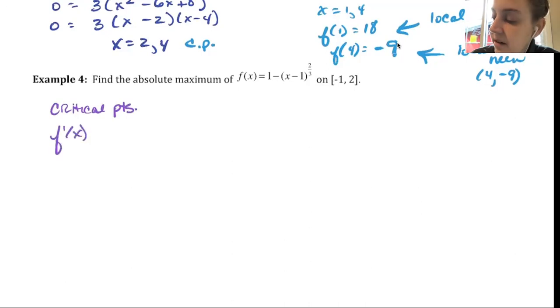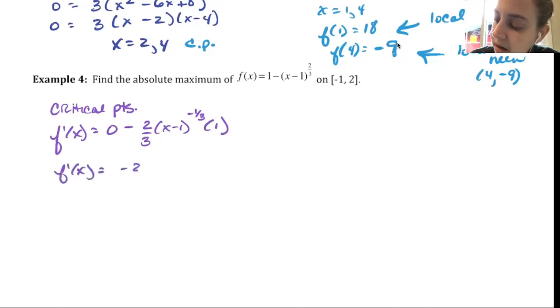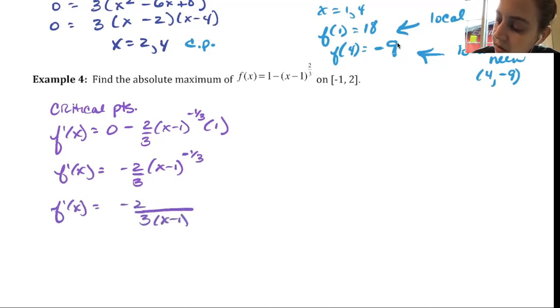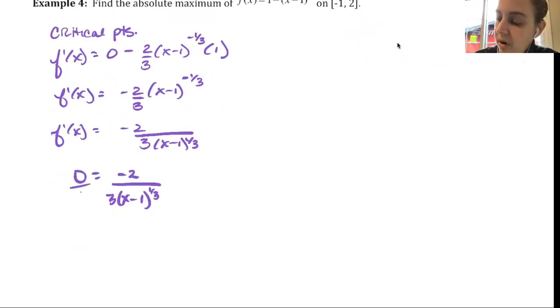So f prime of x is equal to 0 minus 2/3 times x minus 1 to the negative 1/3. By chain rule, I'd multiply by 1. So if I clean this up a little bit, negative 2/3 over x minus 1 to the 1/3. Now I have to set this equal to 0. So something interesting happens here. If I multiply both sides by the denominator, or cross multiply, if you think of it that way, 0 equals -2. But 0 does not equal -2, so this is no solution.